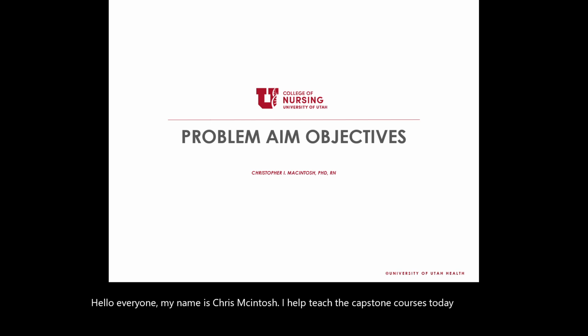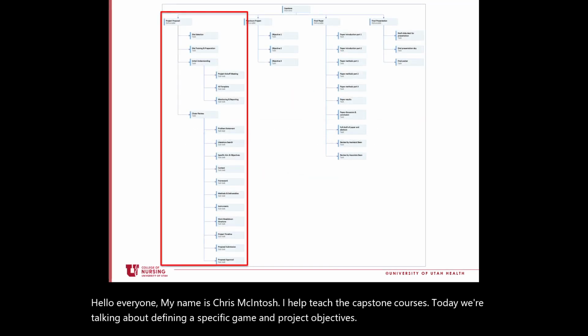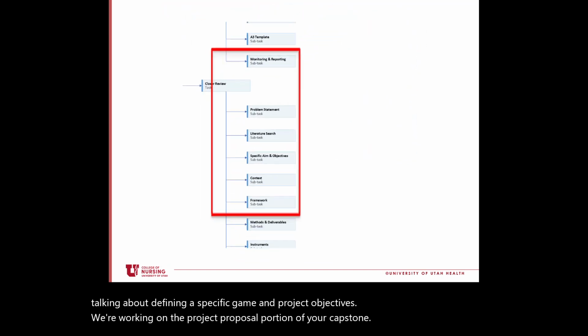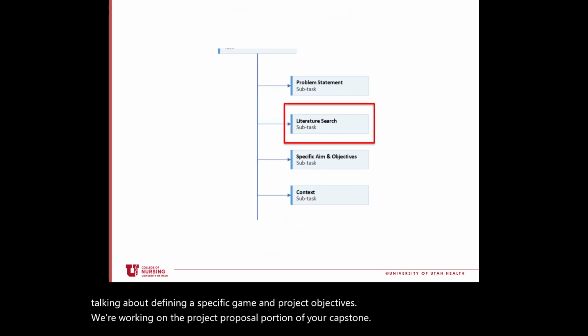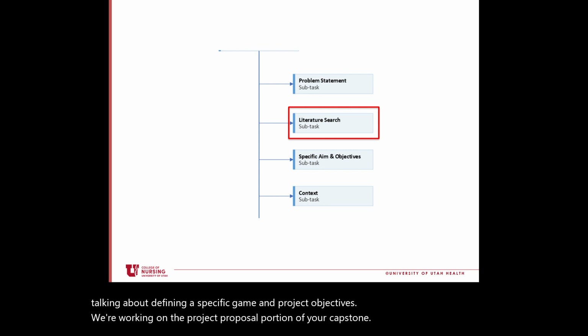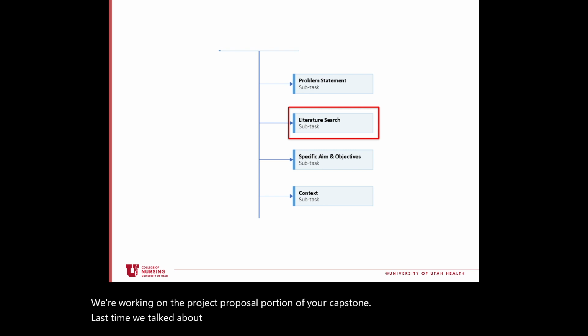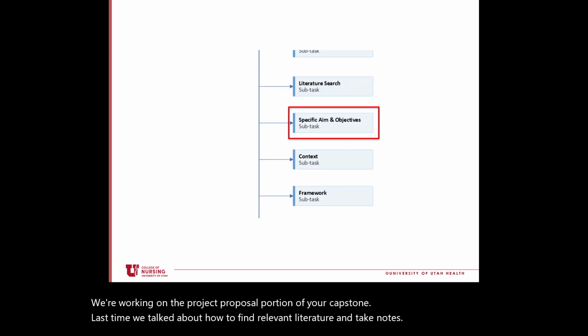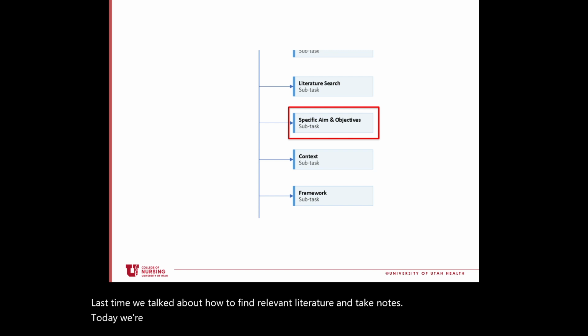Today we're talking about defining a specific game and project objectives. We're working on the project proposal portion of your capstone. Last time we talked about how to find relevant literature and take notes. Today we're going to talk about defining a specific game and objectives.